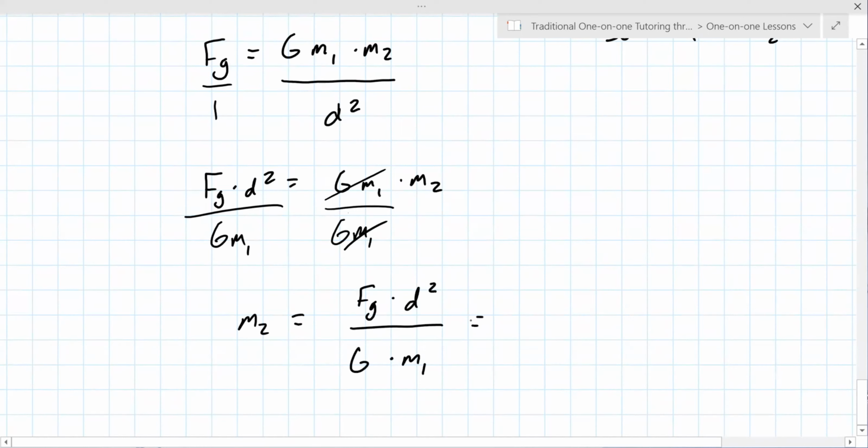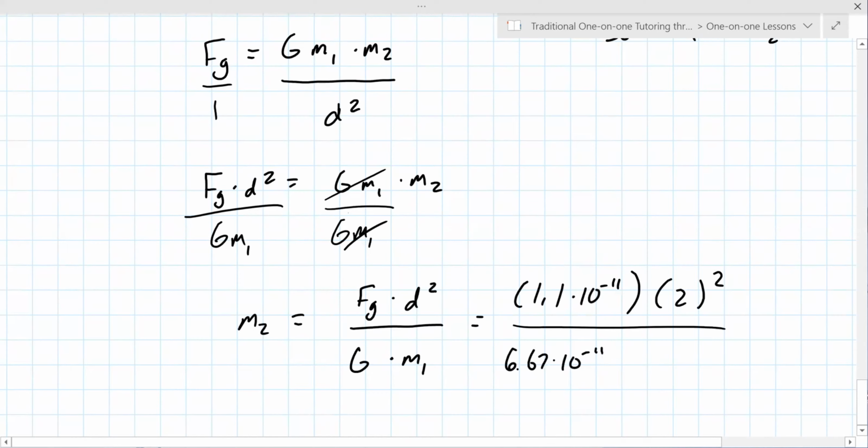Okay, and then do we have these values? Yes, they're all given. That was the point of this problem. So the force of gravity is that 1.1 times 10 to the minus 11. D is 2 squared. G is the 6.67 times 10 to the minus 11. And M1 is 6.5.